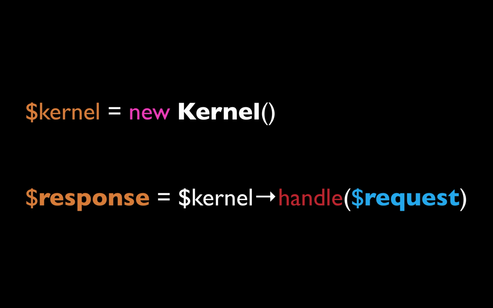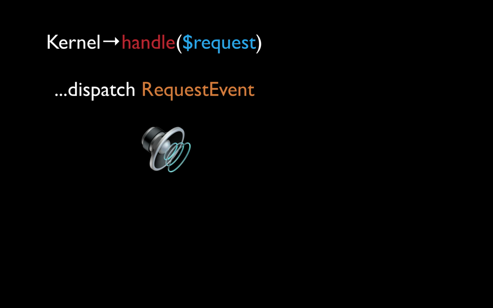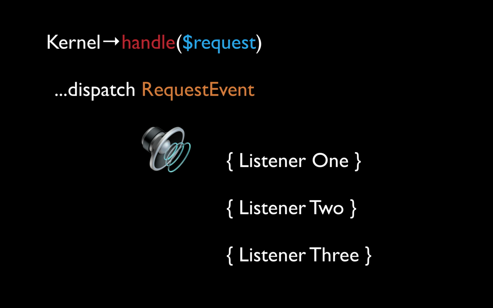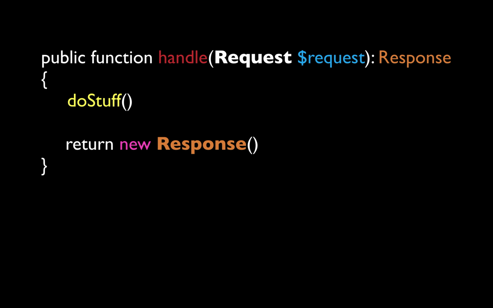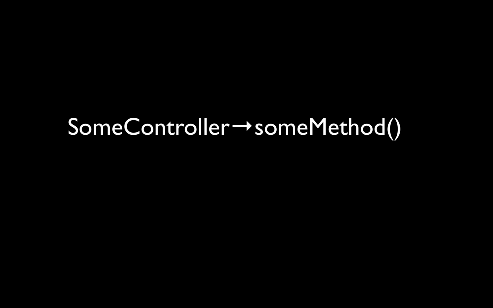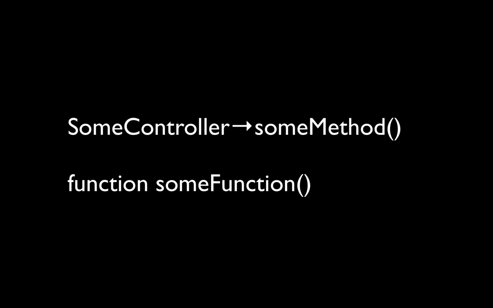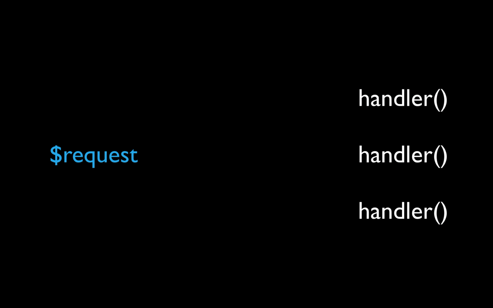But let's dive a little deeper. One of the first things that the kernel can do is to dispatch a request event. Dedicated listener objects will be listening out for this event, and they will be able to modify the request on the fly. The request needs a handler, i.e. a callable function that will take the information contained in the request and do whatever is required in order to produce the correct response. The handler will typically be a method on a controller class, but it doesn't have to be. In fact, any callable will work. But before we get that far, the correct handler for the request needs to be located.